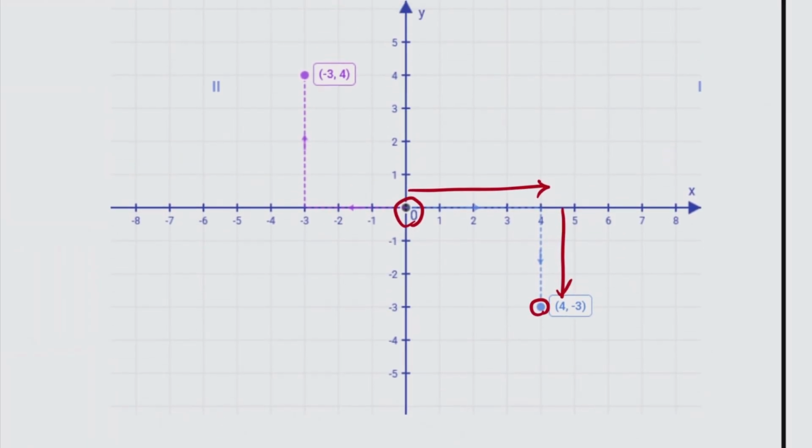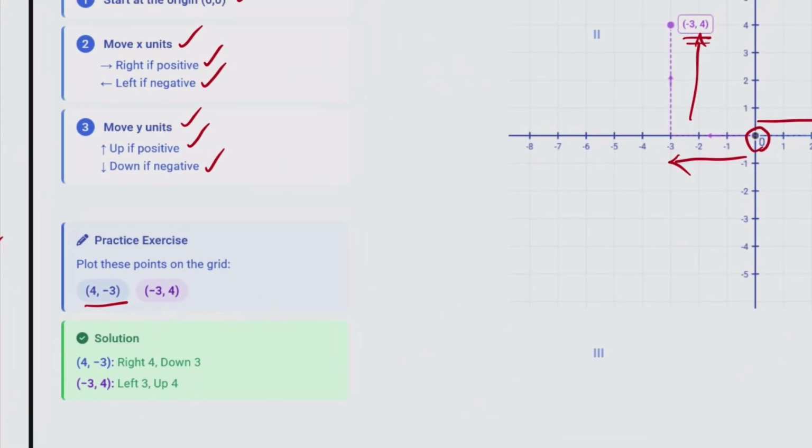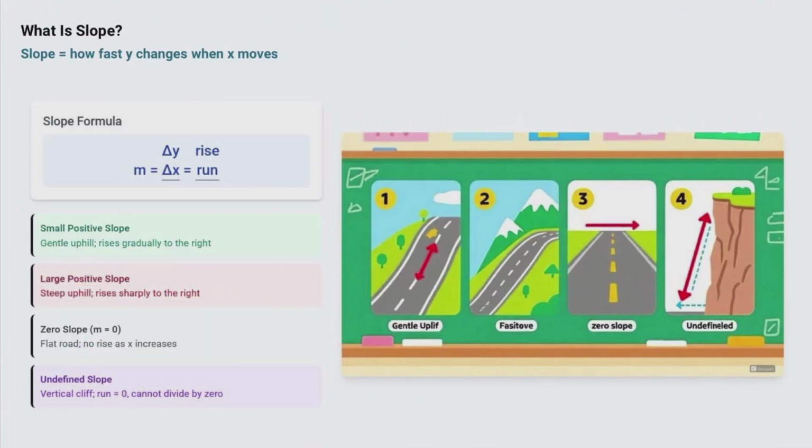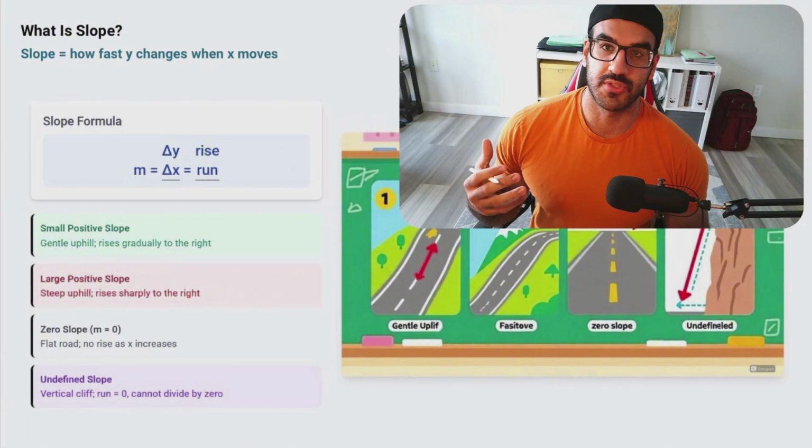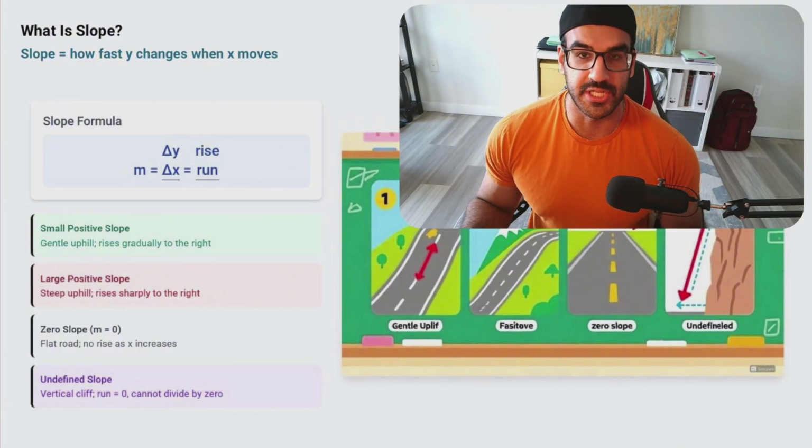The next example would be -3 and 4. Again, 3 to the left, and 4 to the top itself. As simple as that. After that, we have to talk about a very important definition: slope.